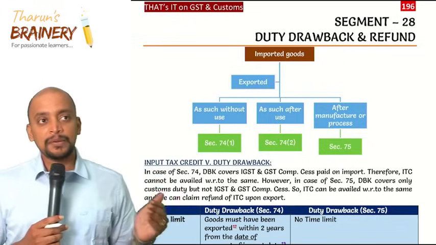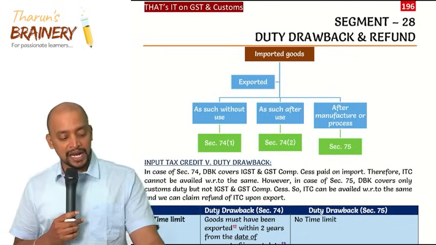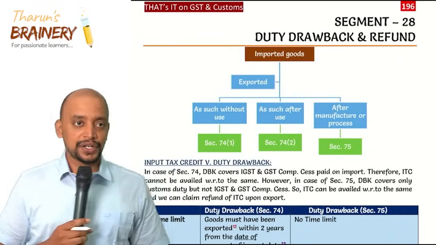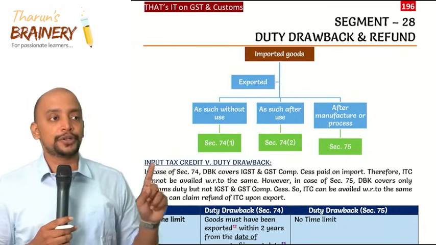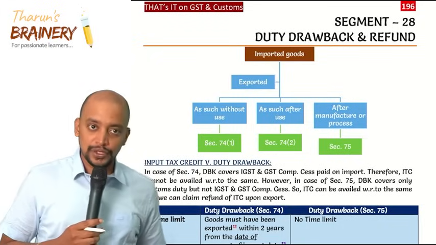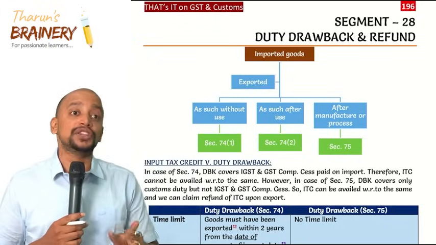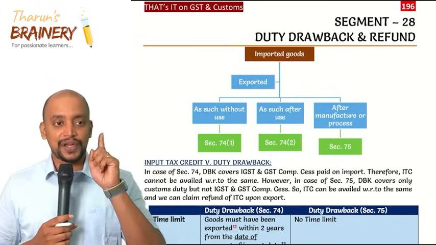Number 1, remember this example. You are importing a robot from Japan. You display that robot in an exhibition, and once the exhibition is over, you are exporting that robot back. At the time of import of robot, you pay the customs duty. Whatever you have exported is without use. So you will get the refund of the customs duty paid. That is situation number 1.